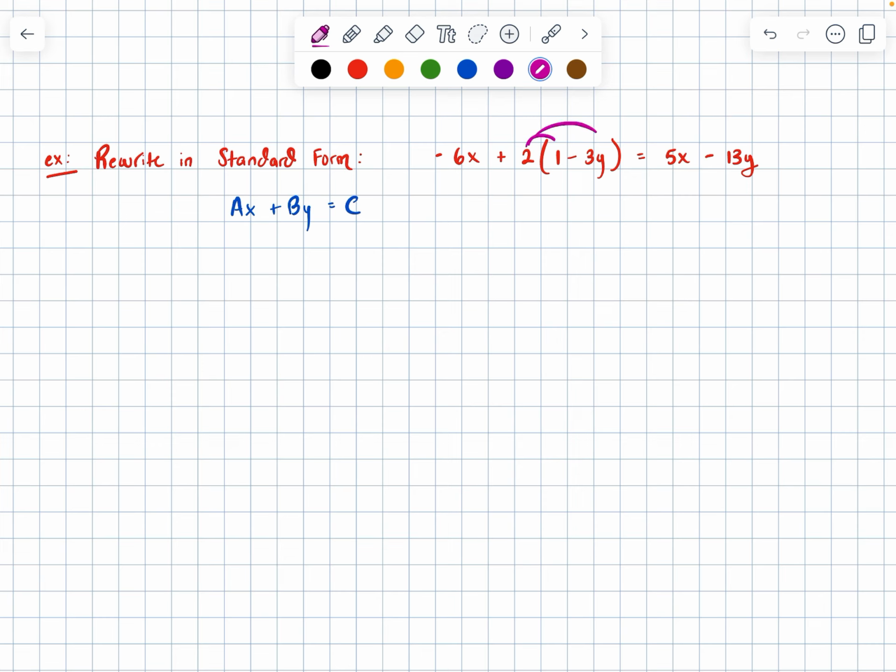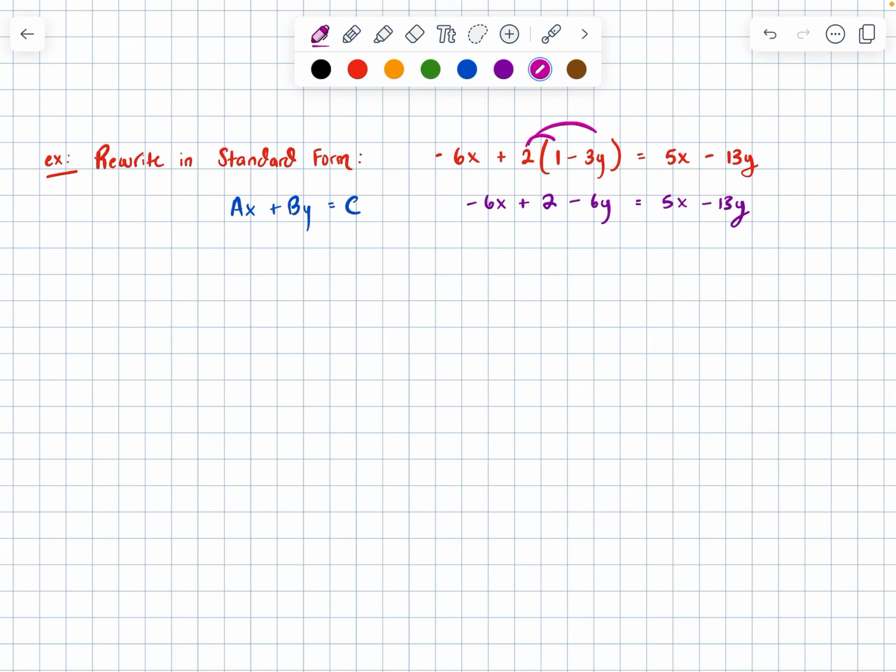Negative 6x plus 2(1 minus 3y). Well, I can simplify these parentheses. Again, my goal is to get all of my variable stuff over to one side and all of my number stuff over to the other. So all of the x's and y's need to be on the same side, and the number needs to be by itself on the other. Cool. Negative 6x plus 2 minus 6y is the simplified side on the left.